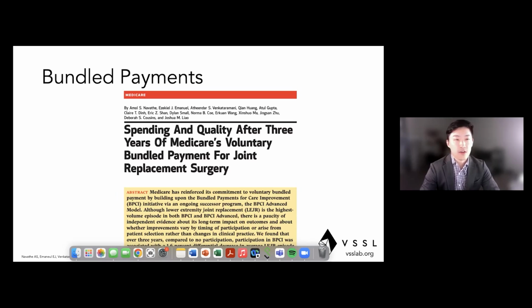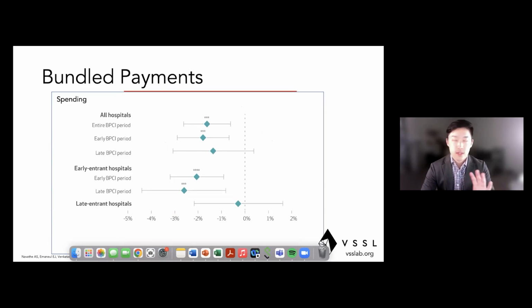And what we see here is that bundle payments can encompass both surgical and medical episodes. In the surgical episode space, joint replacement is the most common one. This is an analysis that colleagues and I did to look at that association. What we found, somewhat similar to the ACO example, was that there were episode savings for hospitals that participated in bundle payments for joint replacement surgery.